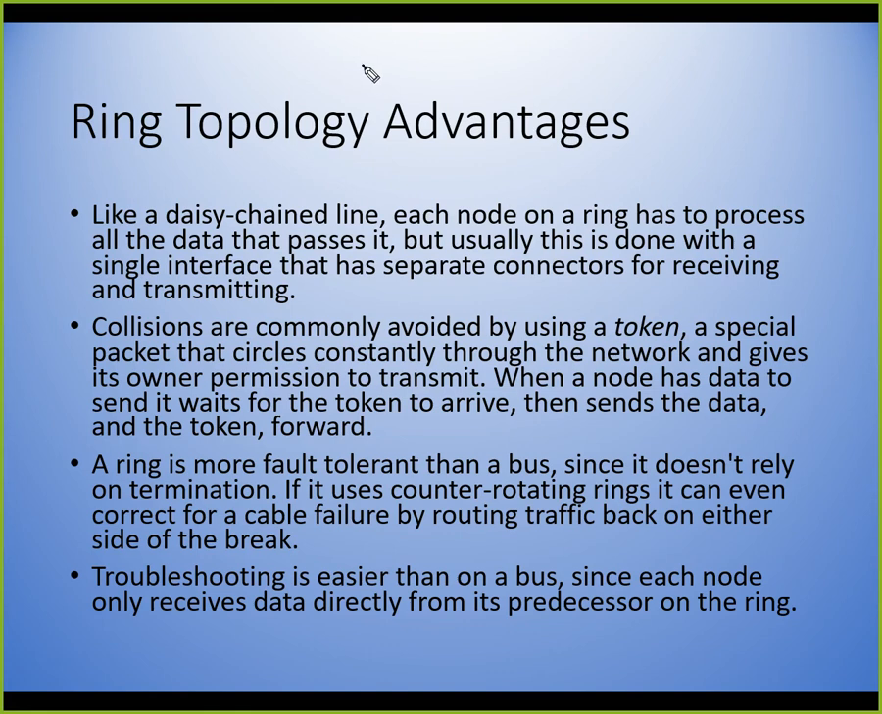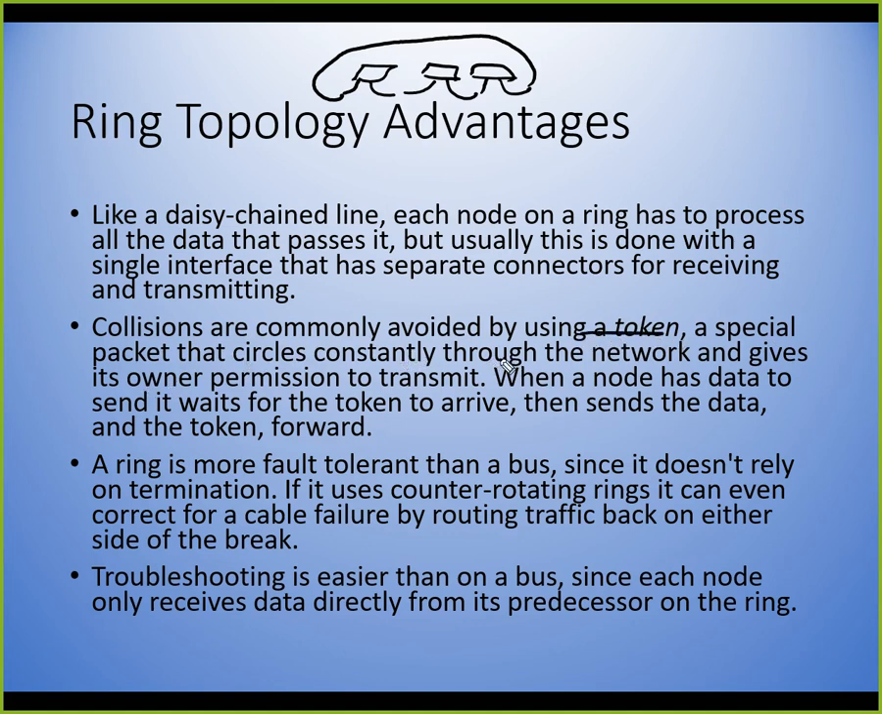So if I have a NIC here, I'm going to have a ring in, and it'll go over here and we'll have a ring in and a ring out. We'll go over here and we'll have a ring in, and then it'll go back over here to the ring in. So now we've created our ring, and we're going to pass the token to get access to the media. So separate connections. Collisions commonly avoided by using the token.